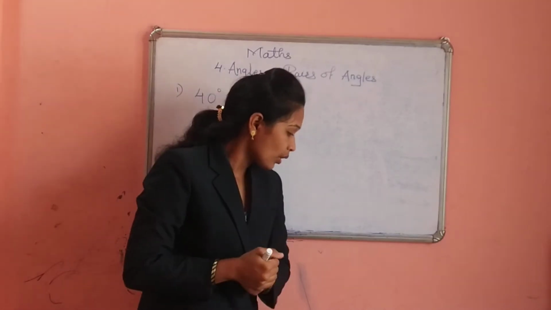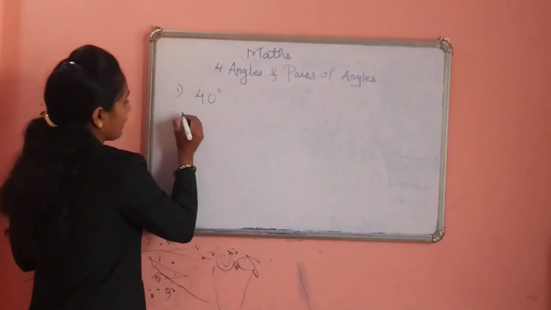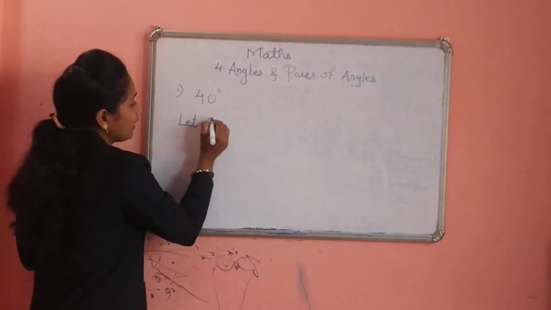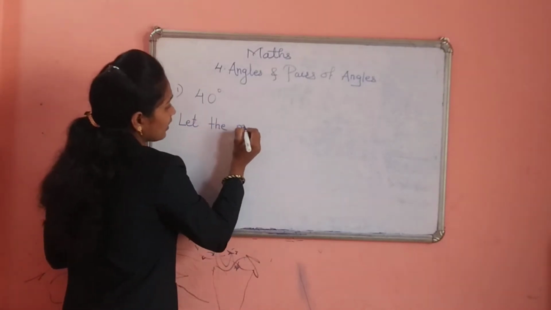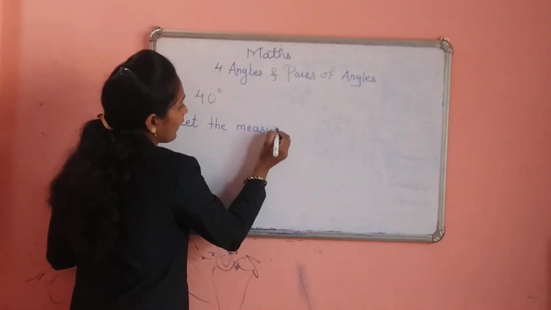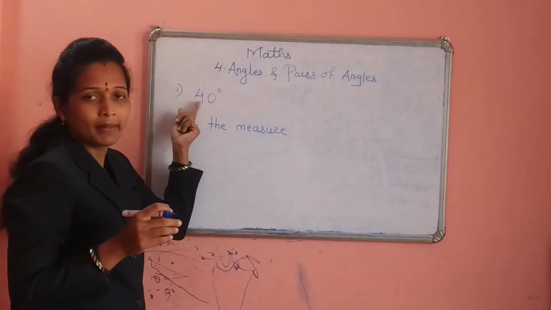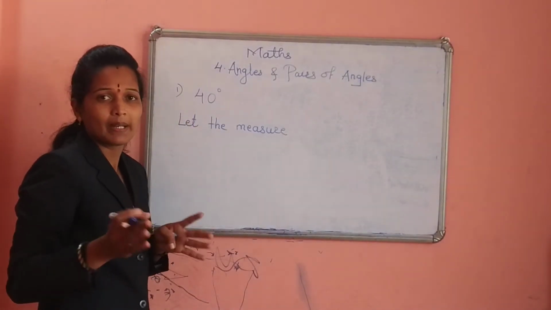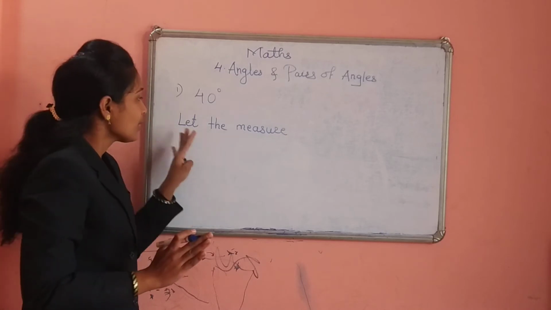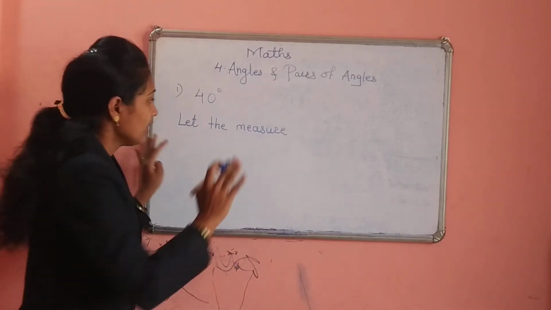40 degree. So let the measure of complementary angle. How to solve? We have to find out the complementary angle of 40 degree. We know that 40 degrees complementary angle is 50 degree. 40 plus 50 answer comes 90. So we have to solve in this way.